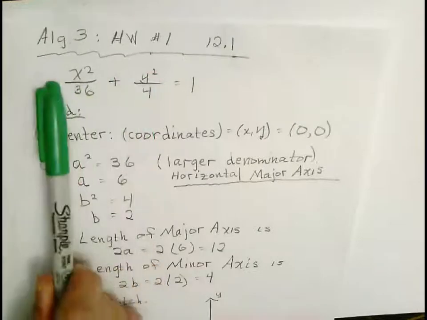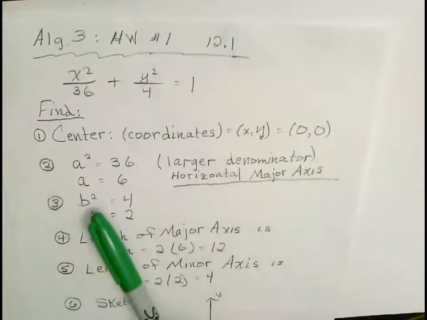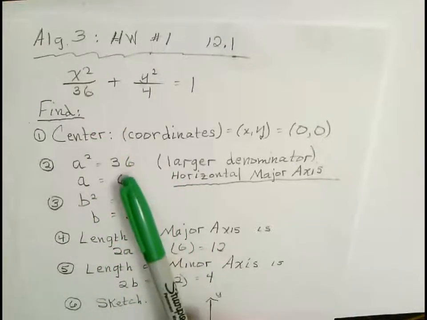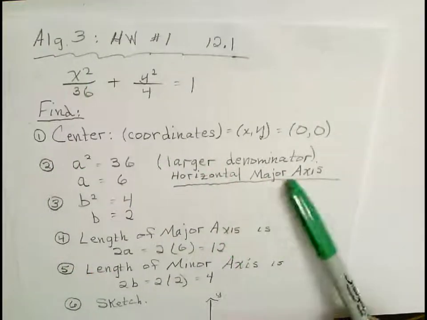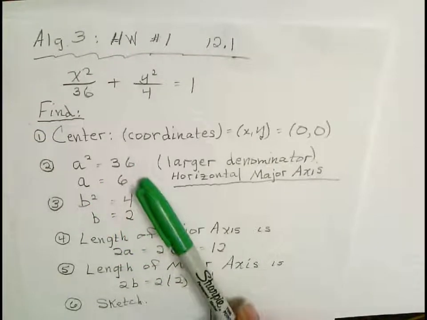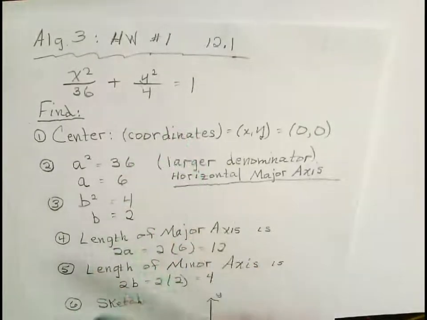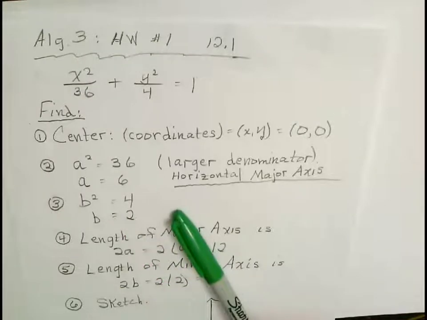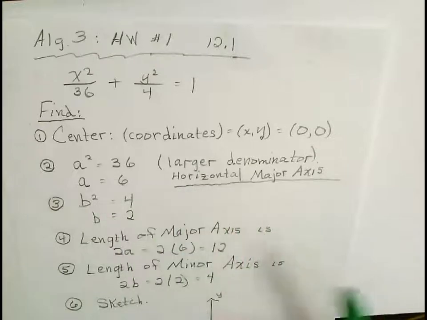Since nothing is being subtracted from the x or the y, the center is 0, 0, the origin. A squared is always the larger denominator. And since the larger denominator is under the x variable, the major axis is going to be horizontal. The square root of 36 is 6. The b squared is 4, which is the other denominator. The square root of 4 is 2, and sometimes they put plus or minus 2 or plus or minus 6 because we're going in opposite directions.